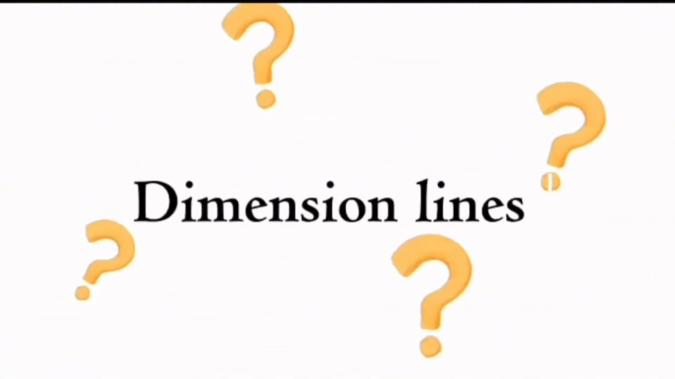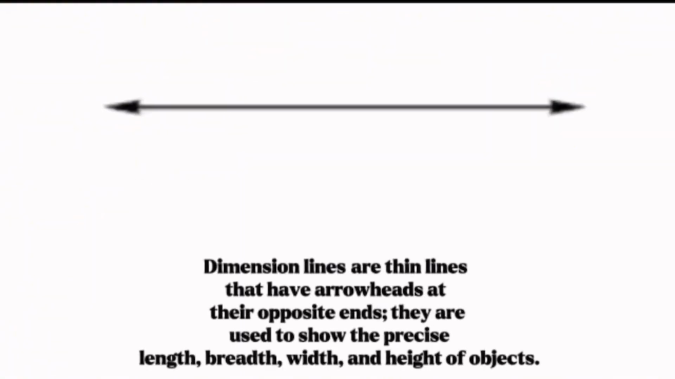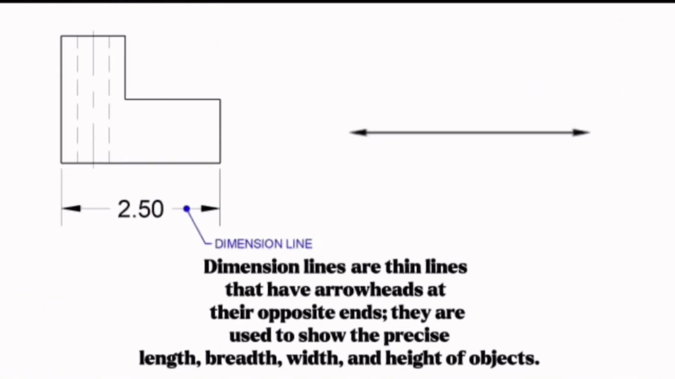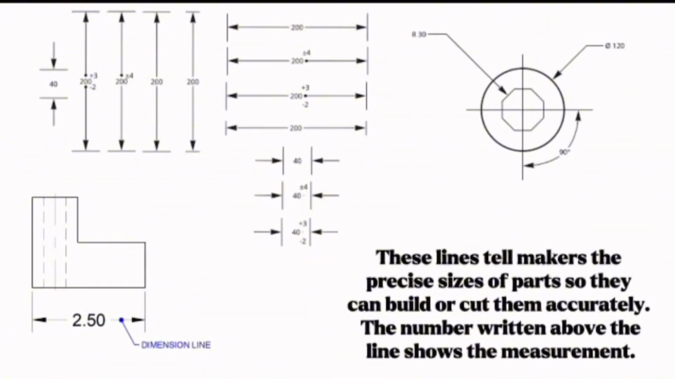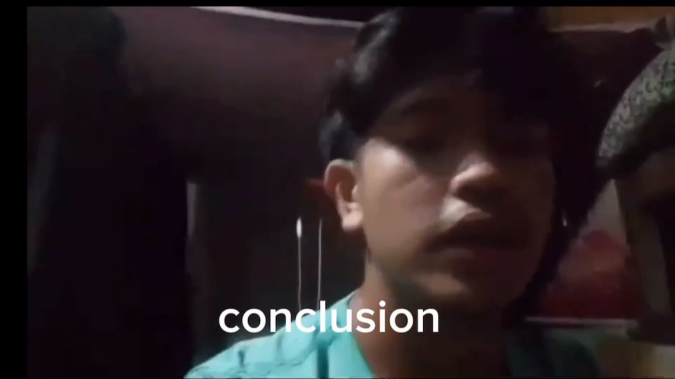Next are dimension lines. Dimension lines are thin lines that have arrowheads at their opposite ends. They are used to show the precise length, breadth, width, and height of objects. The purpose of these lines is to tell makers the precise sizes of parts so they can build or cut them accurately. The number written above the line shows the measurement.